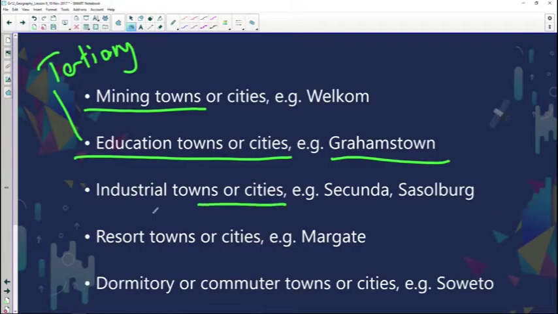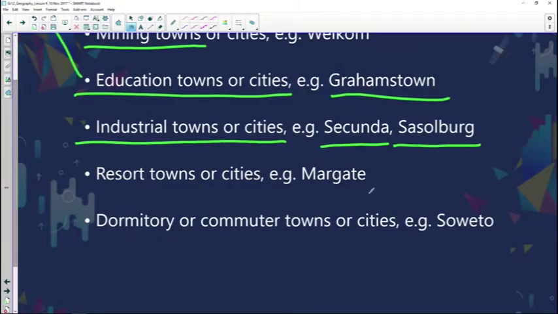Then our next specialized town is industrial towns, cities. That's mainly where manufacturing is taking place. Now, a very good example is Sasolburg. You should know by now, Sasolburg is renowned. What do we make over there? It's basically petrol. So many manufacturing activities taking place over there. And if you look at Secunda, where coal mining is taking place.